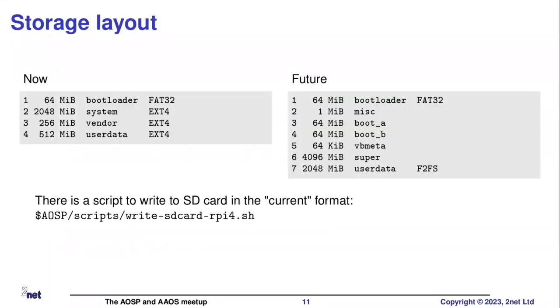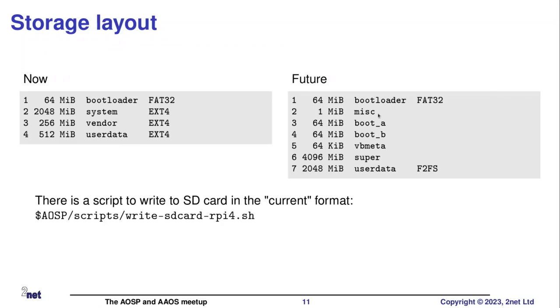Storage layout. So this is on the SD card. Right now I just have a pretty standard, pretty simple layout. We have 4 partitions: bootloader, system, vendor, user data. But this is not really a normal Android layout. So what we'd like to do is to switch to something like this.